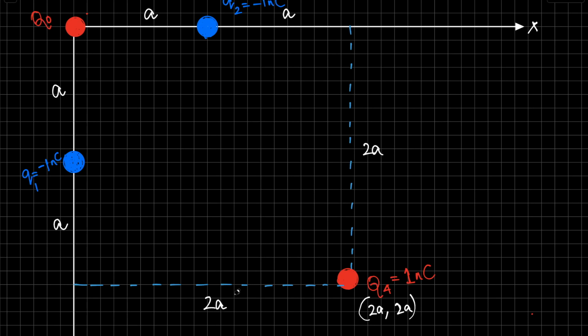So this distance is a. This distance is also a. And because this has coordinates 2a, 2a, this total distance is 2a. This total distance is also 2a. That's why this side is 2a and this side is also 2a. It's the same. So I'm going to draw a line here, using a different color, connecting Q0 and QA, the 2 positive charges.